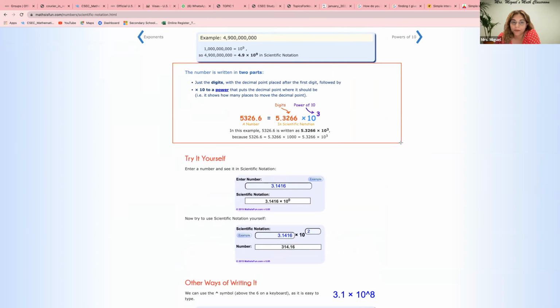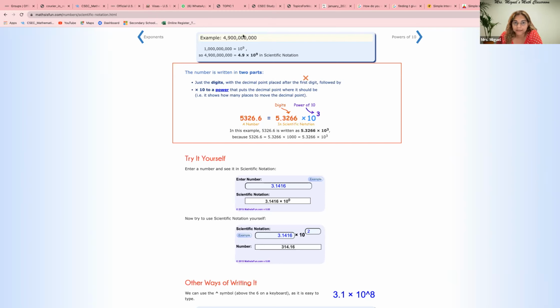So what I am concerned about is this part here. For standard form, the number is written in 2 parts. First, we have the digits with the decimal point placed after the first digit. I can't emphasize this more. The decimal point is placed after the first digit. So you see this part is of utmost importance. We multiply it by 10 to a power that puts the decimal point back where it should be.